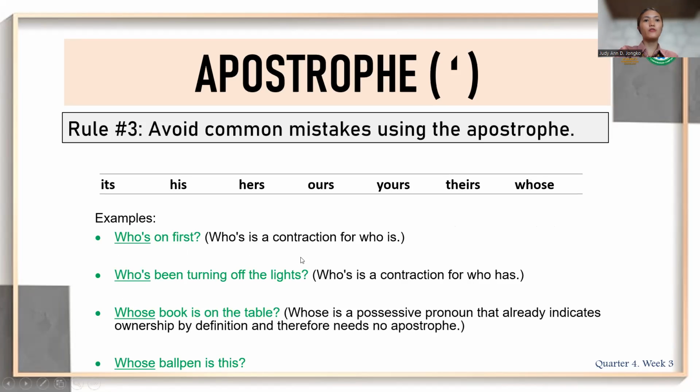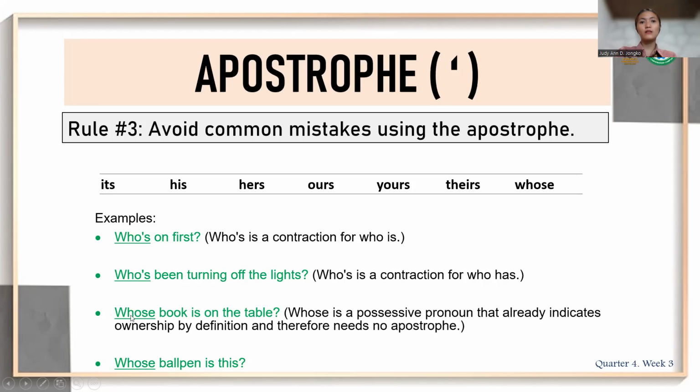So let's take a look at this example. The first one is who's on first. So who's here in the sentence is a contraction for who is. So this means who is on first. Okay, the second example is who's been turning off the lights. So who's is a contraction for who has. So this sentence means who has been turning off the lights. So you're asking who is someone that keeps on turning off the lights.